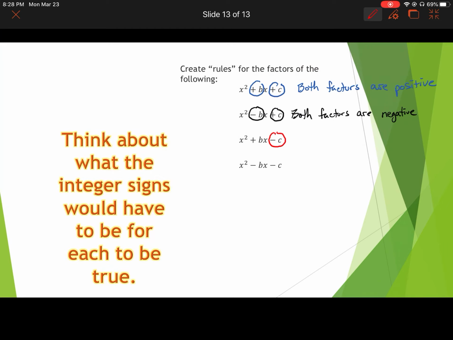All right, for the third one, if I have a negative C, so a negative product, but a positive B value, well, the only way to get a negative product is if one of them is negative, right? But which one, the bigger one or the smaller one? Well, to get a sum, okay, if I add them together to get a positive B value, a positive middle term, then the larger number is going to be positive. And that's the same thing for this last one. If I have a negative product, but in this case, a negative sum, well, then that means the larger is going to be negative.